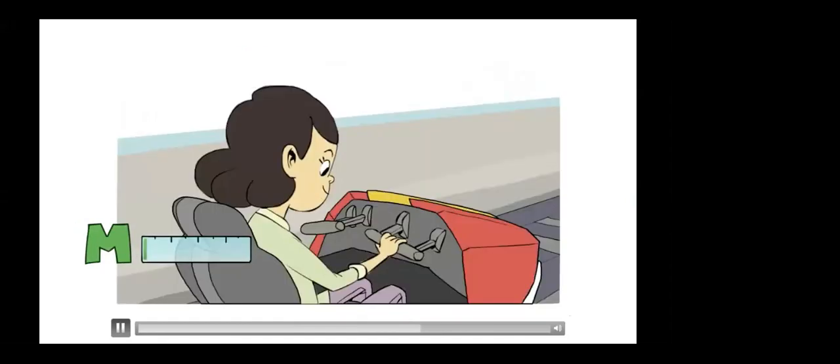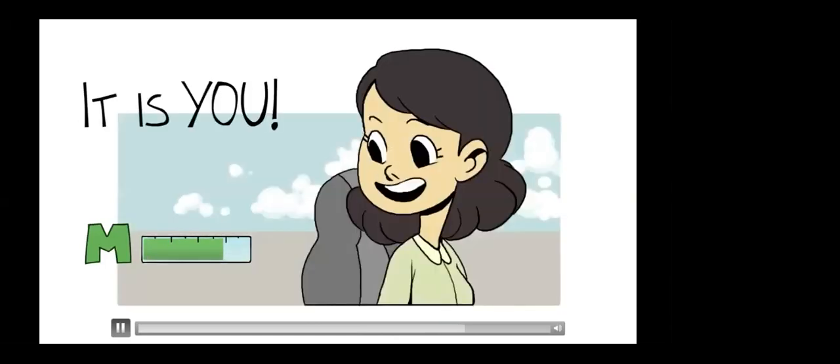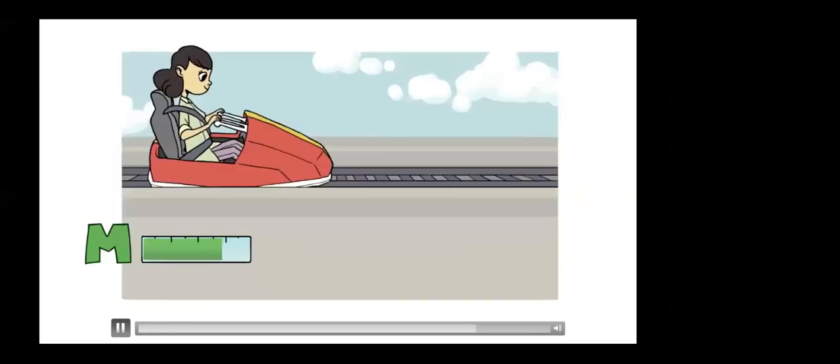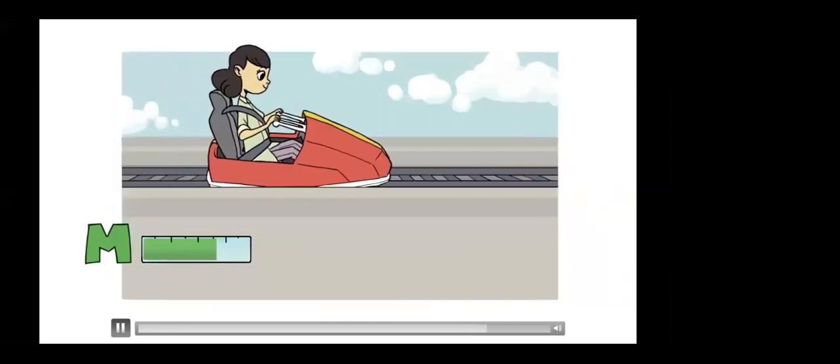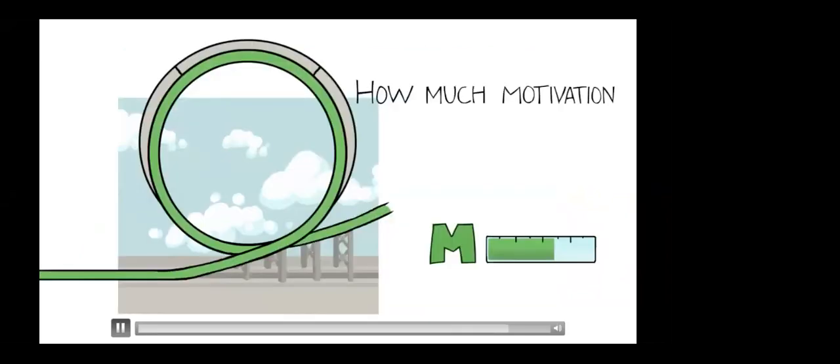Whose responsibility is it to get the cart started and moving forward? Who has control over the amount of energy that moves the cart? It is you. You have begun your quest for your long-term goal. You have demonstrated initial motivation. How much motivation do you have right now? Will you be motivated enough to make it up and around the first loop and accomplish your first short-term goal?